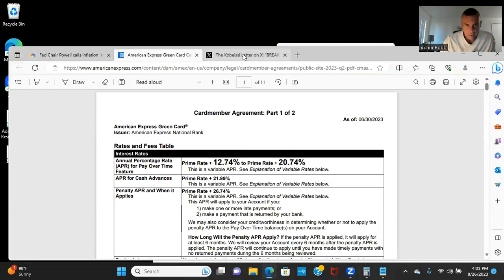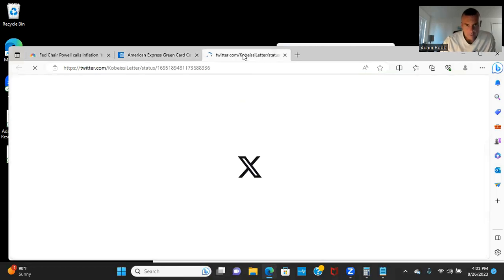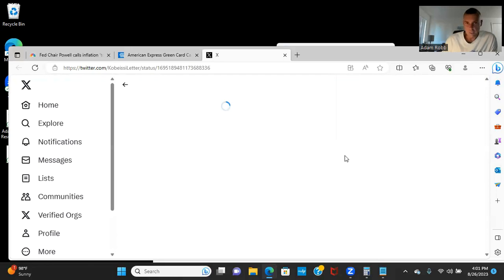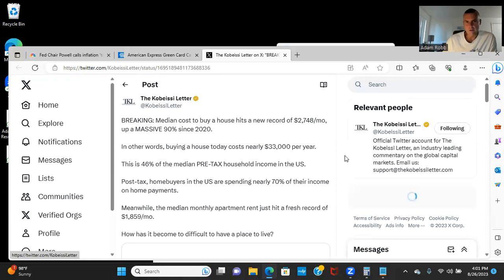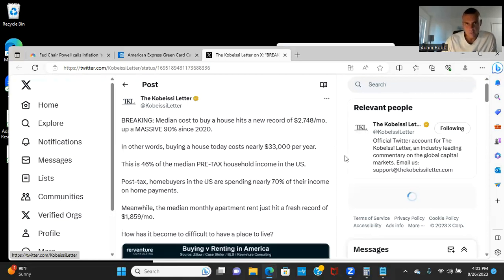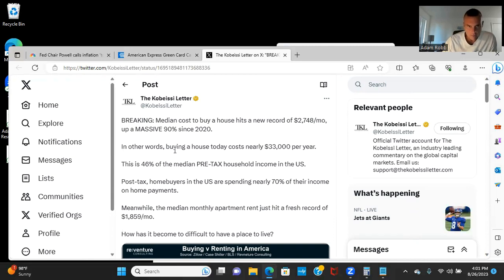All right, and then the last thing, this is a Twitter post I just wanted to go over. It's really interesting. This is about how much you have to allocate towards housing expense. The median cost to buy a house hits a new record of $2,748 a month, up a massive 90% since 2020. In other words, buying a house today costs nearly $33,000 per year. This is from the Kobeissi Letter. It's a good Twitter account. I recommend checking it out.